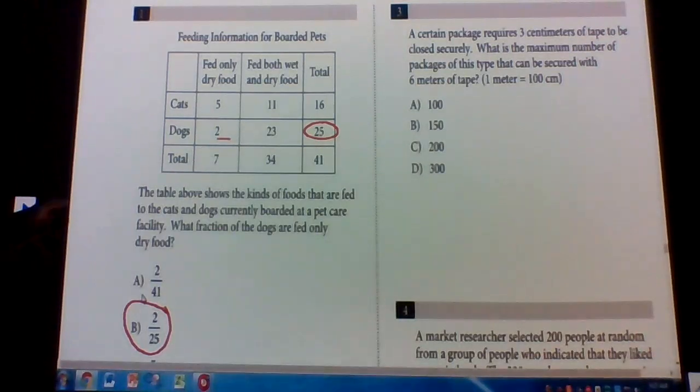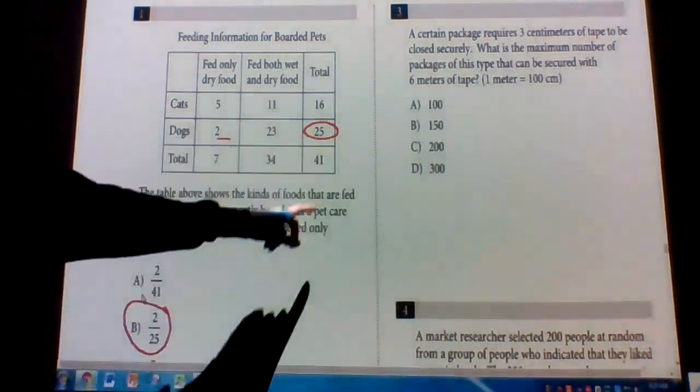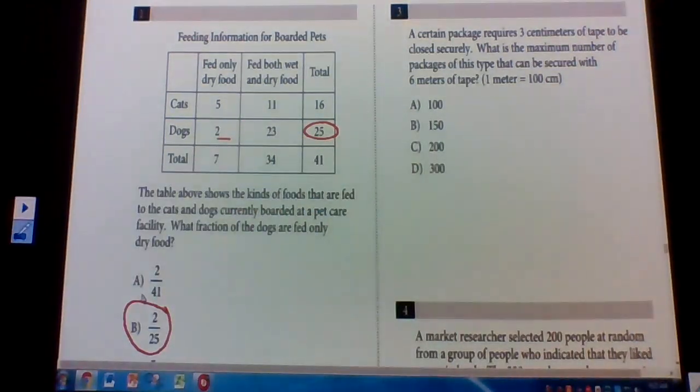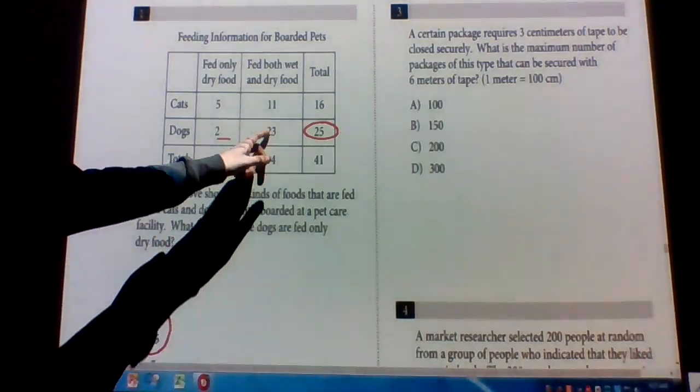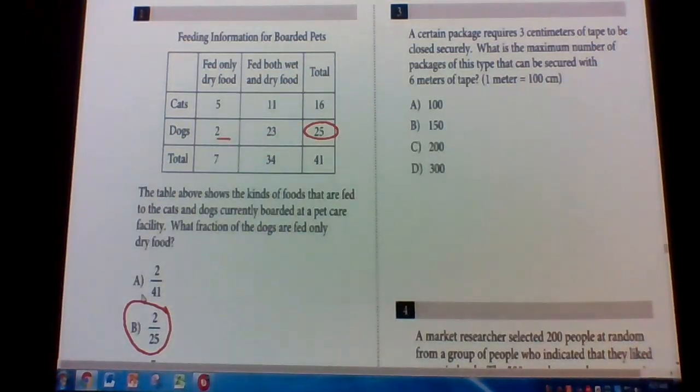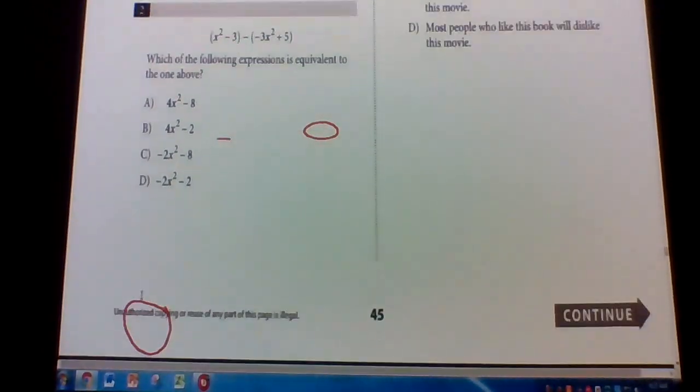Yes. So what fraction of the dogs? Well, it's 2 out of 25 dogs that are fed only dry food. No one should get that one wrong.